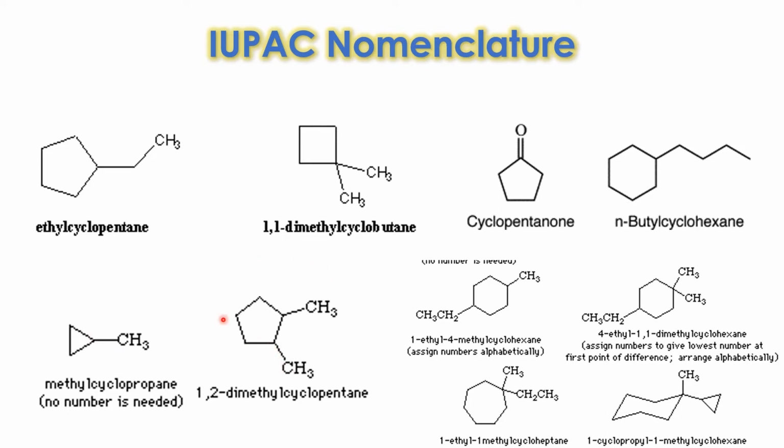But if there are two substitutions, then you need to designate the substituents by numbers. So it will become 1,2-dimethyl cyclopentane. Or if both the methyl groups are at the same position, then 1,1-dimethyl cyclobutane. So numbering is always given with the objective that the carbon holding the substituent will get the lowest number. There can even be substitution with functional groups like cyclopentanone or any acid or ether substitution also.